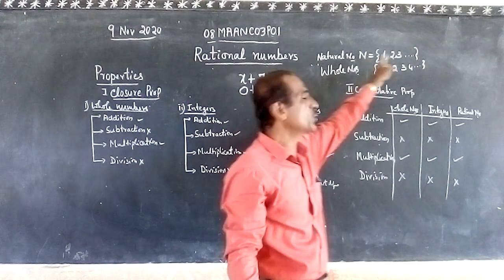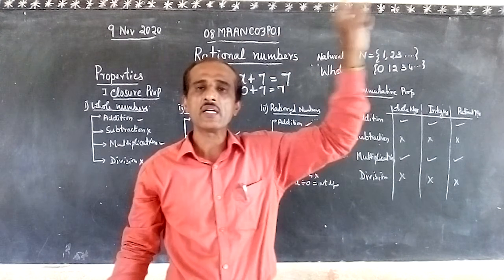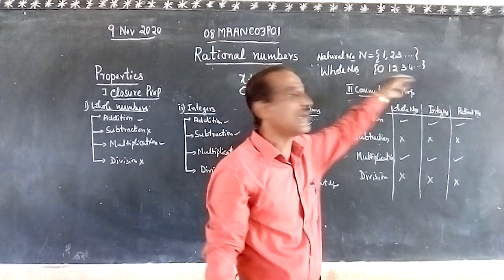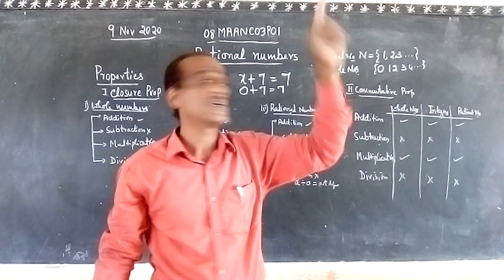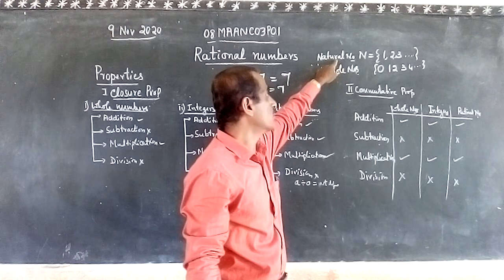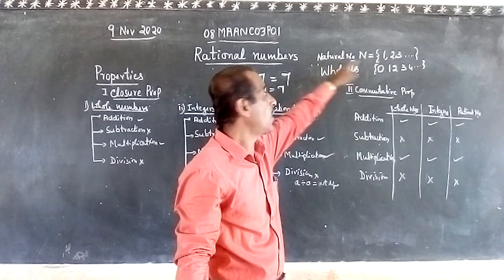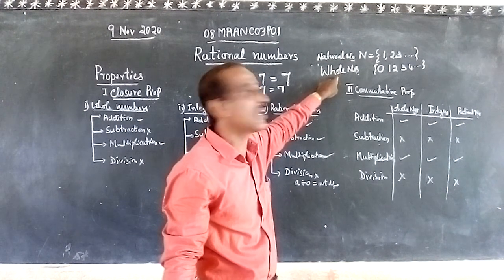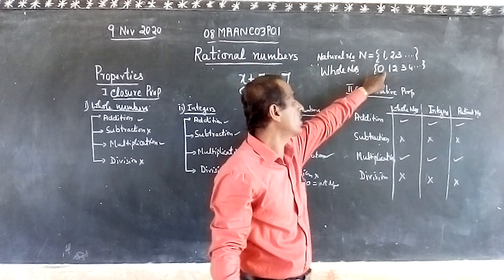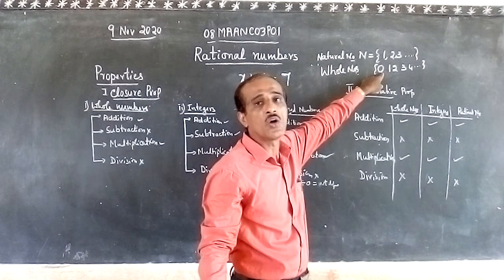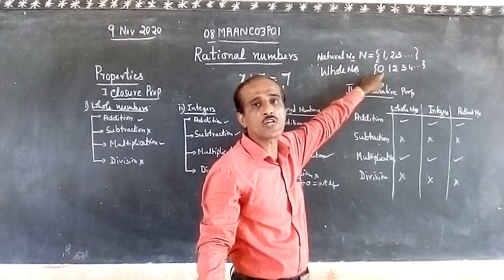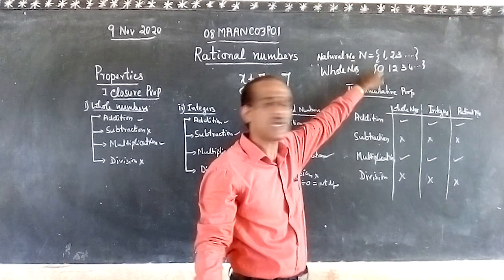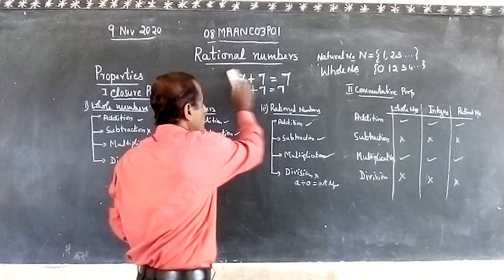So, 1, 2, 3, 4, 5, 6 are counting numbers or natural numbers, and 0, 1, 2, 3, 4, 5, 6, like that, are whole numbers. All natural numbers are whole numbers also, but all whole numbers are not natural numbers. Why? Because 0 is a whole number, but 0 is not a natural number. Okay, that is what we have said.